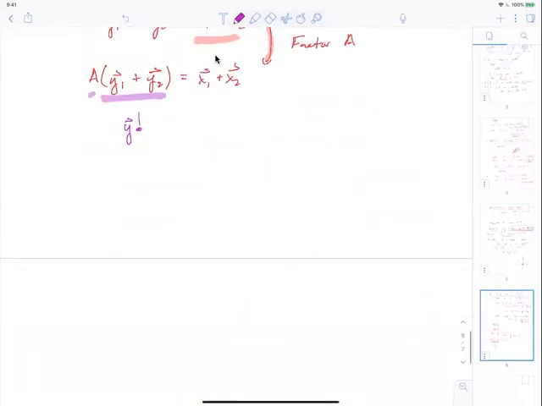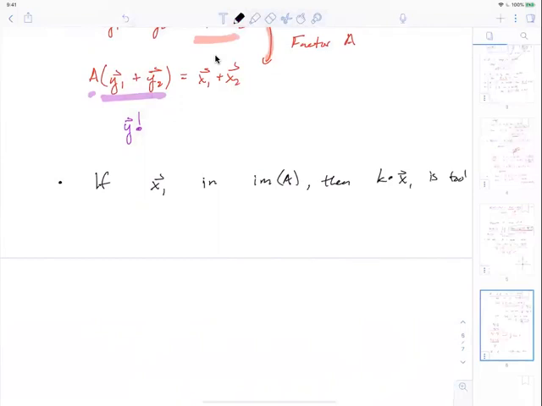All right, let's just do one more. Let's do the other one just to see if you can do it. So if X1 is in the image, then K times X1 is too. And so this follows exactly the same idea as before, but now we only have one vector. So the given is that we know that the vector X1 is in the image.